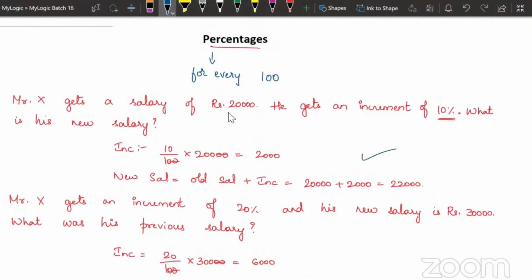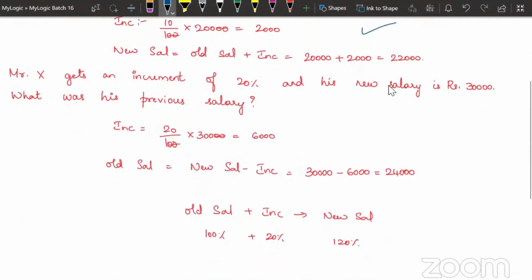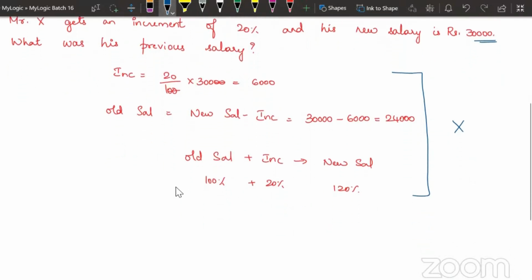We calculate 10% of this and we add it to the old salary. The second one, this procedure is wrong. We cannot calculate percentage of the new value. This is the updated value, and for the updated value, you cannot calculate this percentage. You should calculate this percentage for the old value. Always understand that clearly. Increment is not given based on new salary. Increment is always given based on the old salary. Here, how do you solve it?